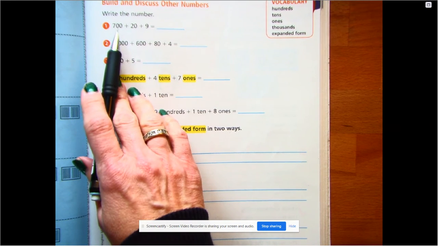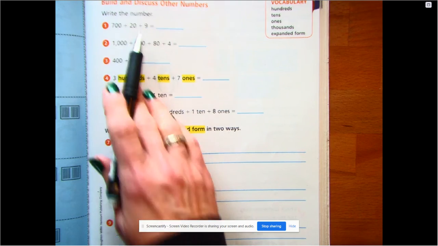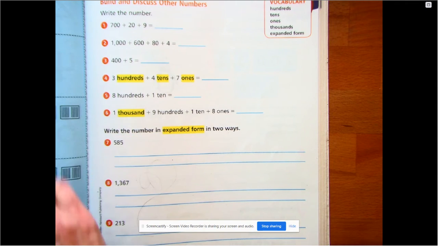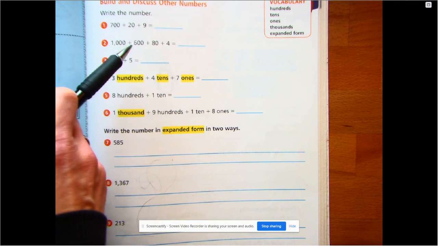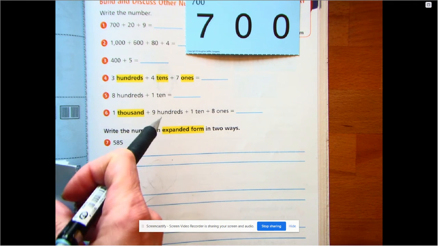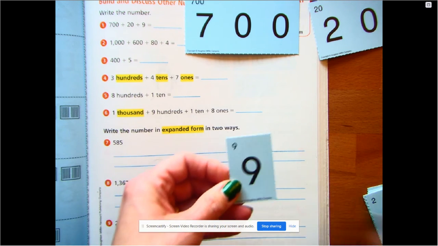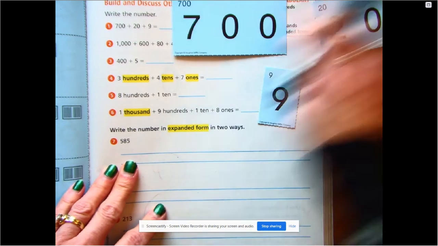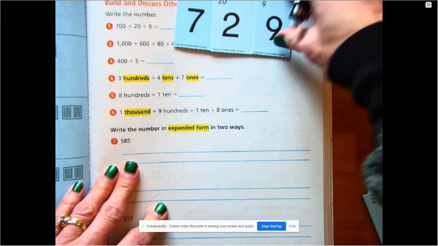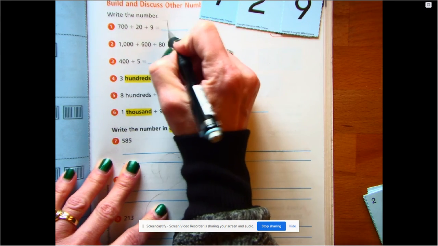If I have 7 hundreds, 2 tens, and 9 ones, what number would I have? You can build that with your secret code cards. 700. Here's a 20, which is 2 tens, and 9 ones. I'll put that right there. If I stack them, 700 plus 20 plus 9 is 729.